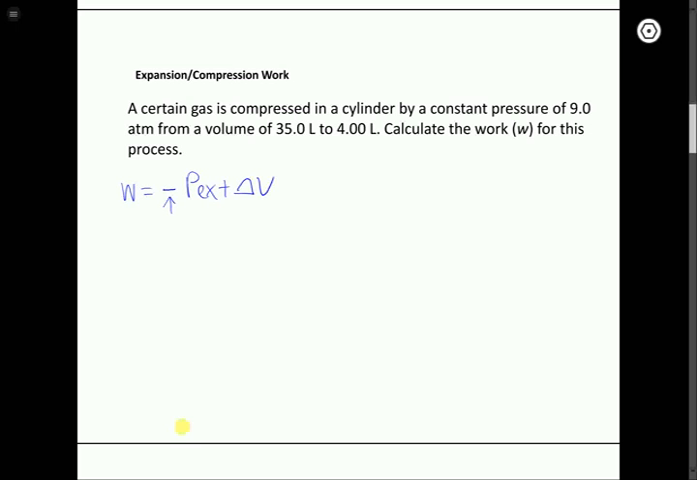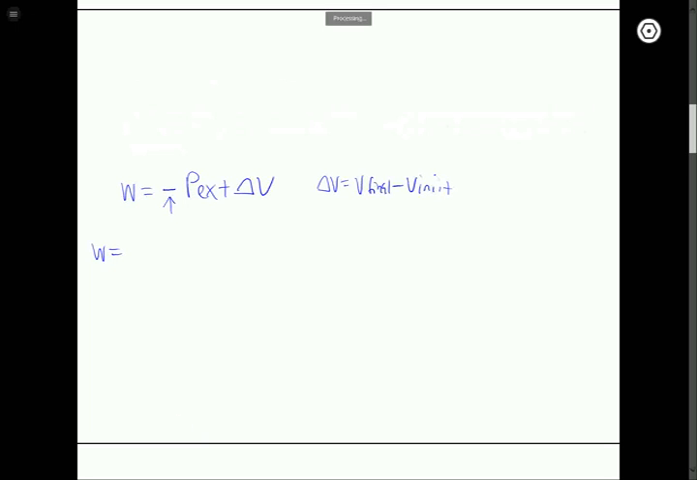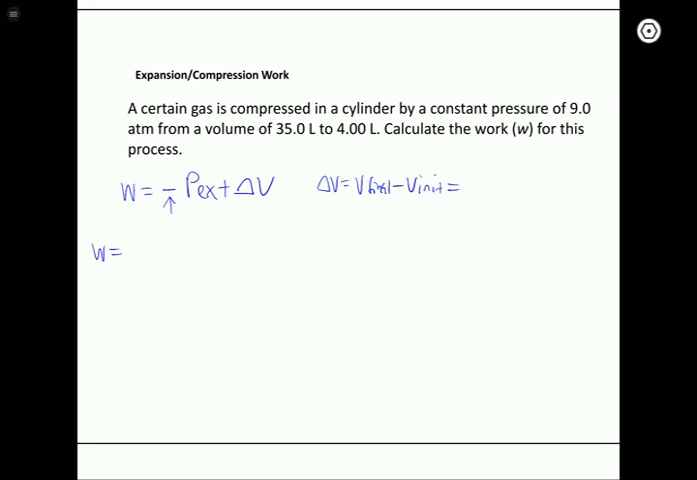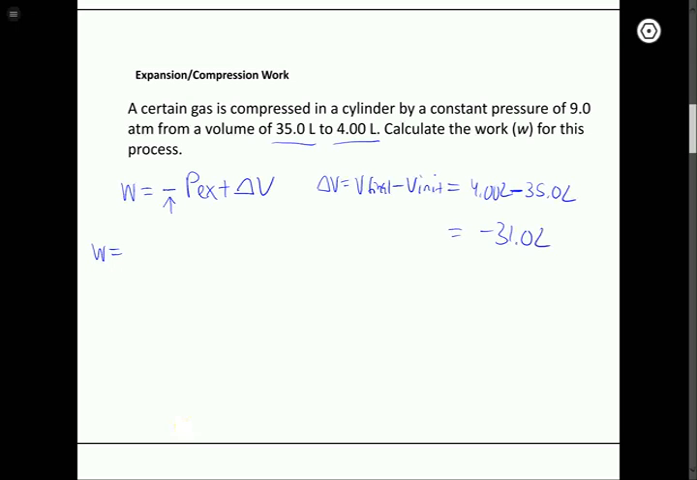So when we do this, we have to calculate delta V. So delta V is the final volume minus the initial volume. So we have to look at the problem here, and we're compressing the gas. So when you're compressing something, you're decreasing the volume, which means delta V should be negative. So as it says here, we're going from 35 to 4. So our final volume is 4 liters, and then our initial volume is 35 liters. So it's also important to get the sign for delta V correct. We get minus 31.0 liters.